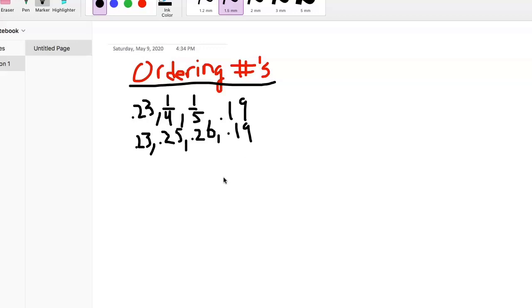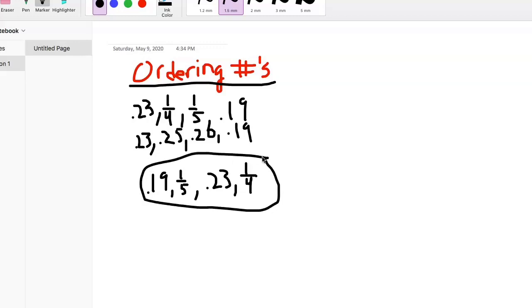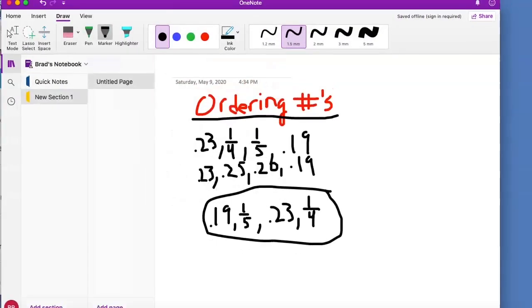So on this one, you always have to go back to the fractions. You have 0.19. The next biggest one is 0.20, that's 1/5. Sorry, the next biggest one is 0.23. And the biggest one is 0.25, which was 1/4. So that would be our answer from smallest to largest on that one. So that is ordering numbers and fractions.